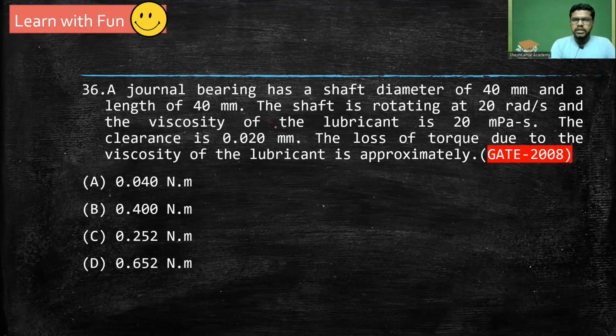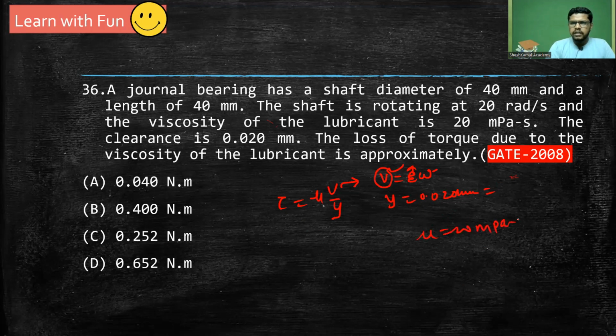So we have a basic equation, that is tau is equal to mu into V by Y. And here directly the speed is given. So the formula we have is V is equal to R omega. This R is nothing but the radius of the shaft, and the speed is already given. So V is known now. Y is given, it is 0.02 mm. We just have to convert it into SI unit. Now the viscosity is given, 20 millipascal second. So all the quantities are given. From here we can easily find out the tau.